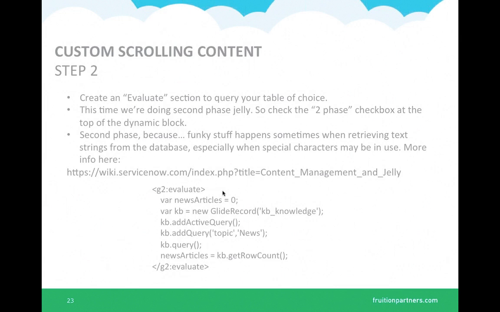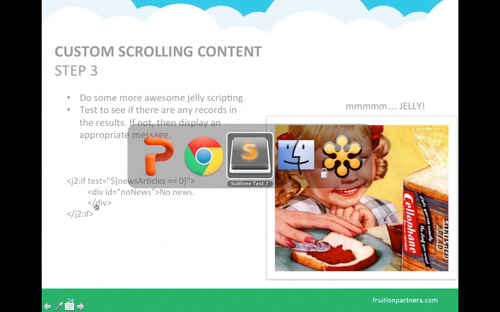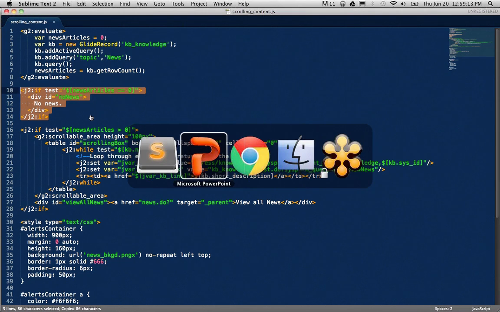What do we do now? We do some awesome jelly scripting. We've already been doing some jelly scripting, but this is where it gets a little more functional and fun, and you can be more creative on the page. So let's open this up here. This is a little piece that we're going to add next. This first J section.